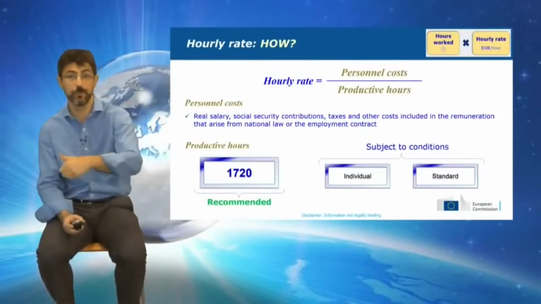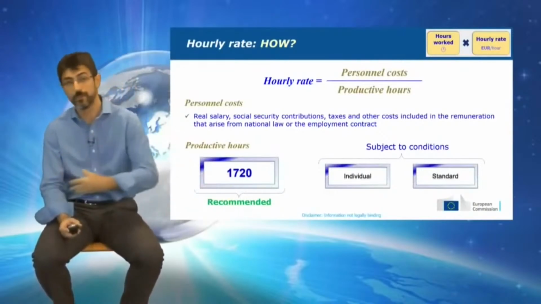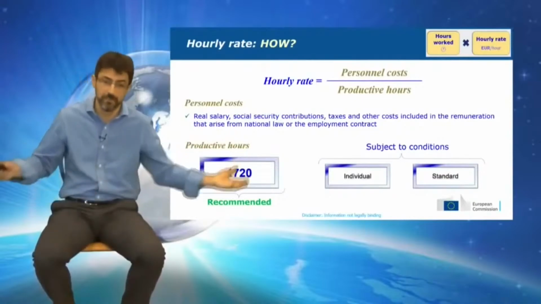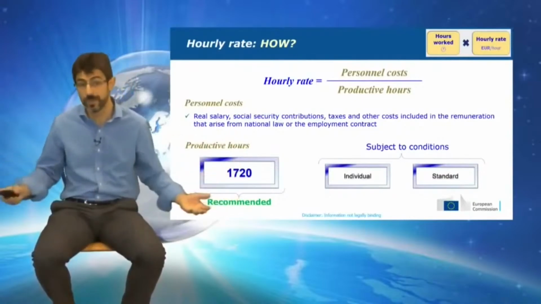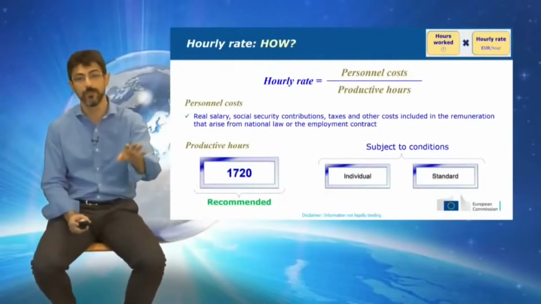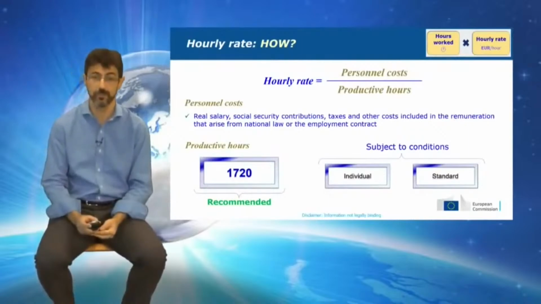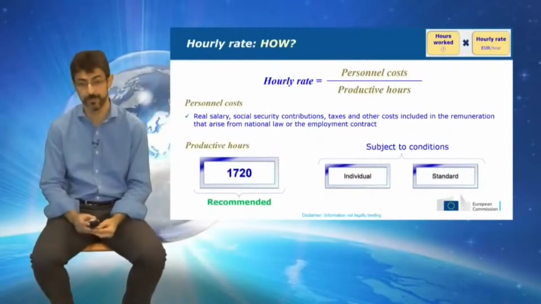If the person works part-time, you will do a pro rata corresponding to the part-time. If the person is employed just for 6 months, it's going to be just half of this 1,720, so also a pro rata of this 1,720. But any beneficiary, any one of you, can use the 1,720 hours to calculate the hourly rate of the person to charge the cost to the Horizon 2020 grant agreements.